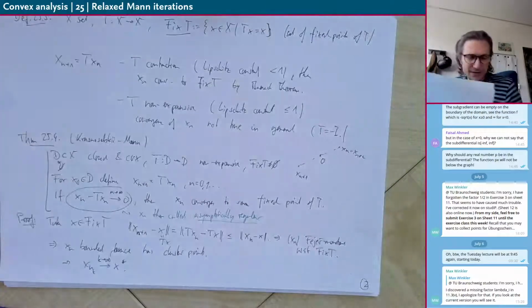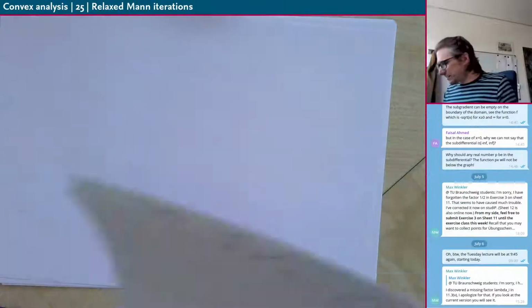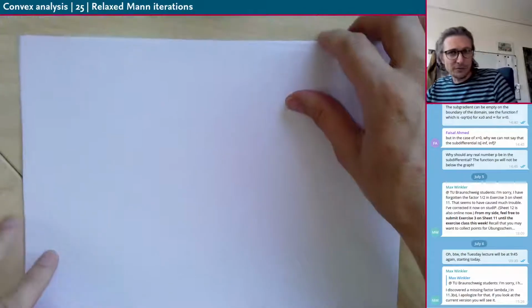Okay, so now what does that give us? What does that help us with the solution of monotone inclusions?